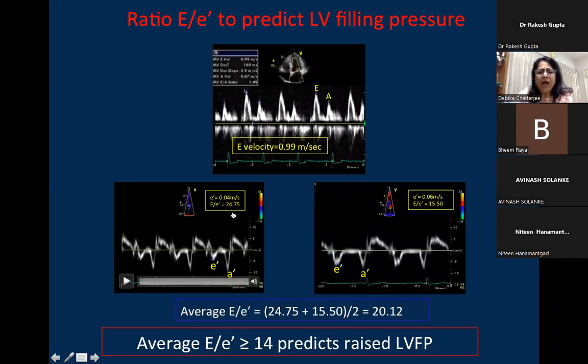Now I do the average of E by E prime at the septal and at the lateral annulus. I get a value which is 20.12. As per the American Society of Echocardiography guidelines, if this average E by E prime is more than or equal to 14, it predicts the raised LV filling pressure. That means the patient's LA pressure is already high. So that is the utilization of this E by E prime.